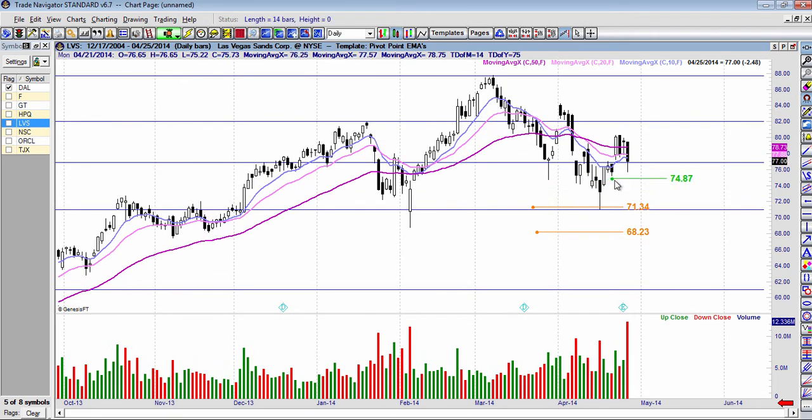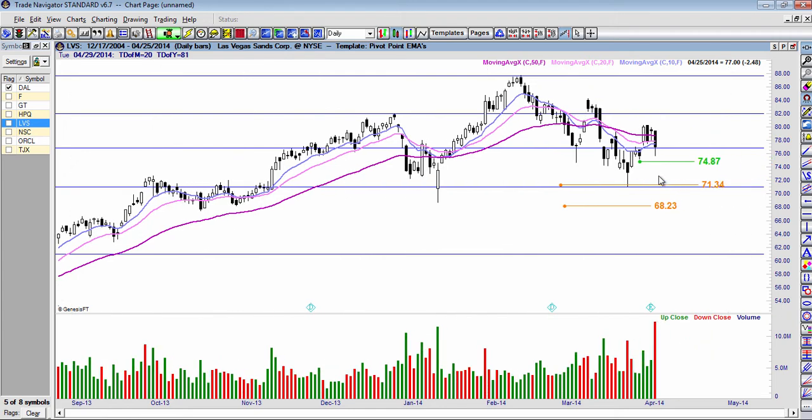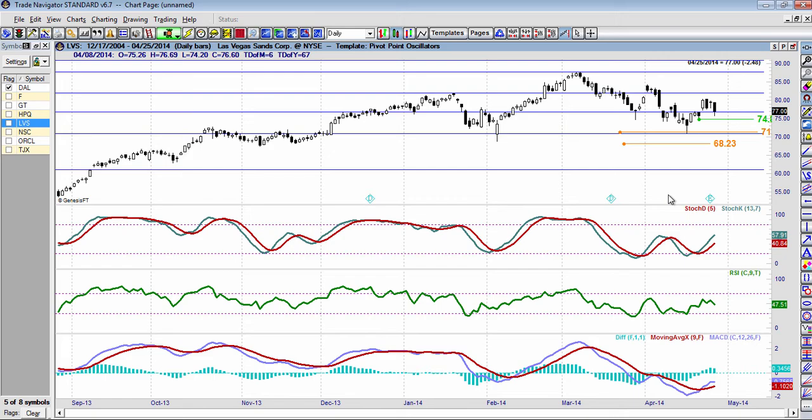So I'm going to set up a 77.84 bearish opportunity, trading down to 71.34. So a really nice trade on the downside. Let me just make sure that it's nowhere near the 100 and 200 simple moving average. No, it is not. So I actually quite like this LVS trade. 74.87, 71.34 on the downside.